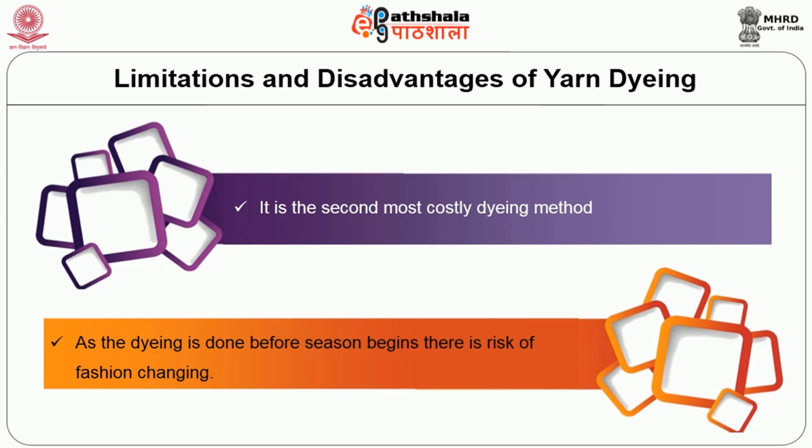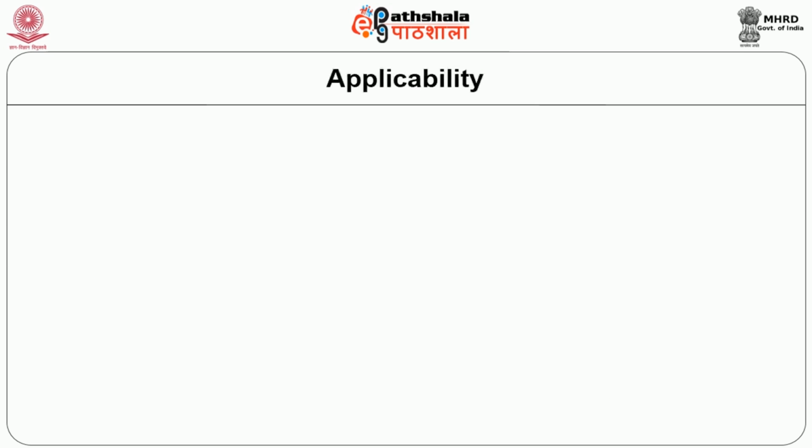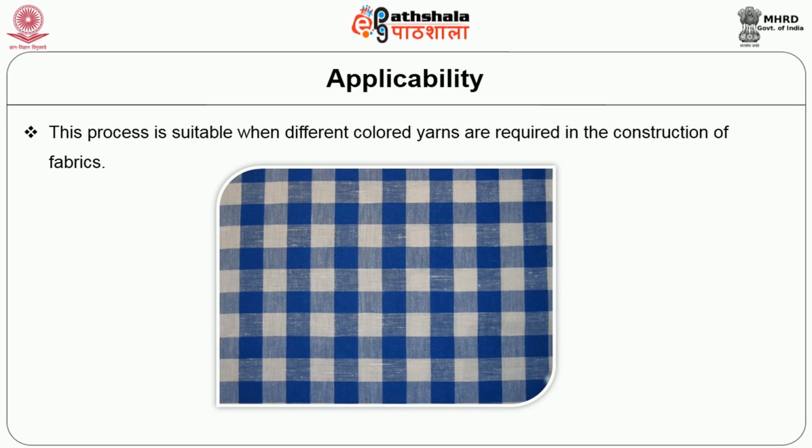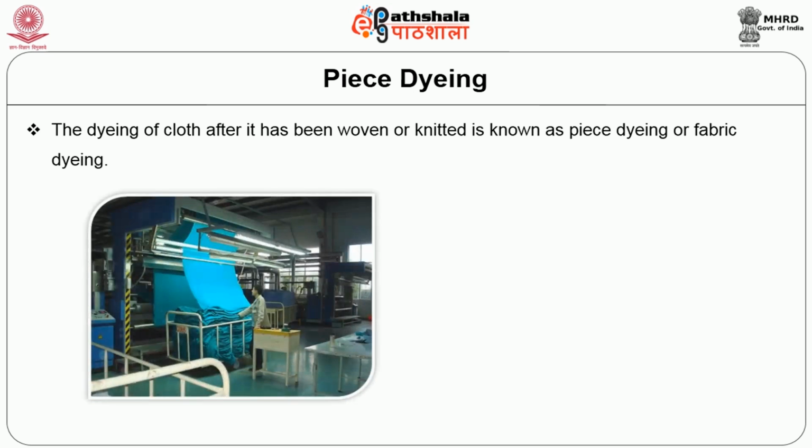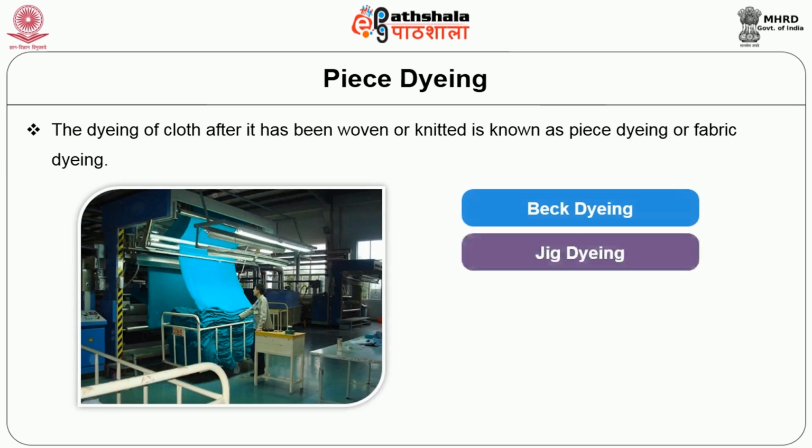When we consider the applicability, this process is suitable when different colored yarns are required in the construction of the fabric, for example plaids, checks, etc. Piece dyeing: the dyeing of cloth after it has been woven or knitted is known as piece dyeing or fabric dyeing. The various methods used for this type of dyeing include beck, jig, pad, jet and beam dyeing.